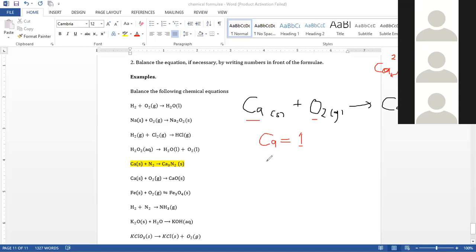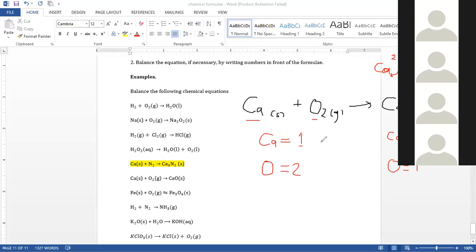Oxygen, how many oxygen atoms do we have on the left hand side? Two. Let's go to the right hand side. How many atoms of calcium are we having on the right? One. Oxygen atoms on the right hand side? One. Okay. So if you look at this equation, you realize that calcium atoms are okay because on the left hand side we have one, on the right hand side we have one. So calcium is perfect, but oxygen is not.